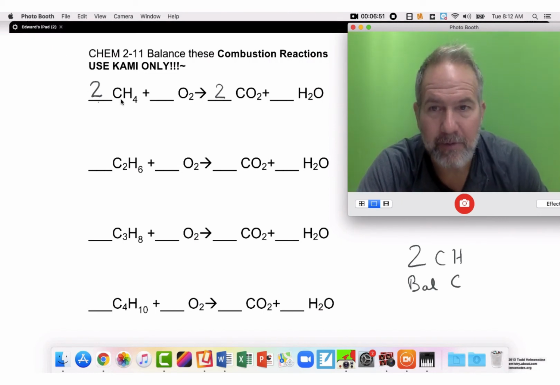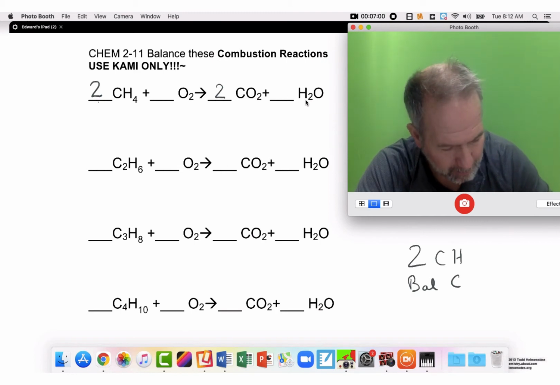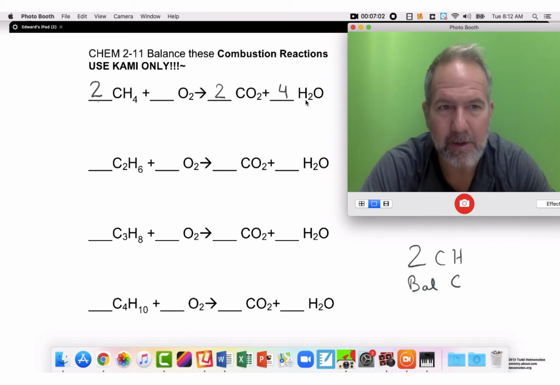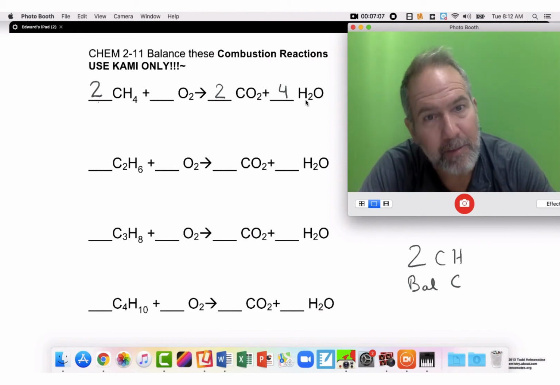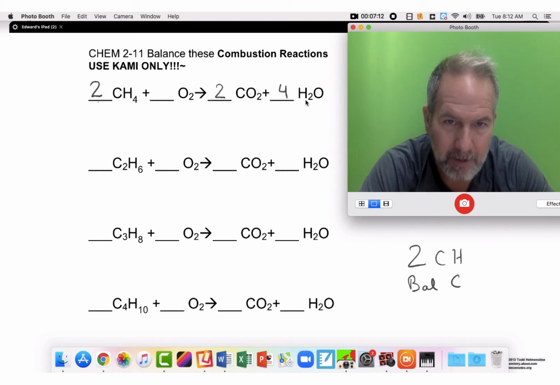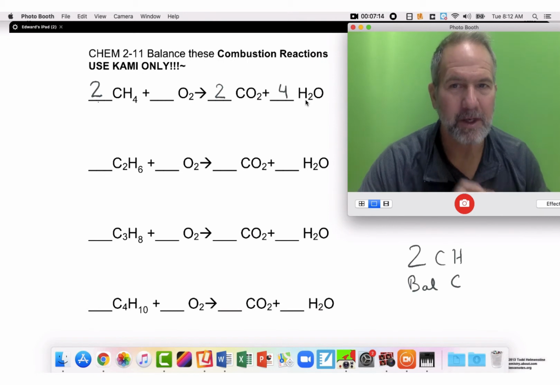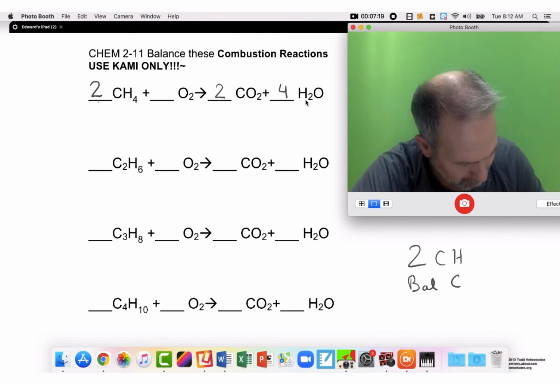So look what we have. We have 2 and 4, 2 and 4, 2 and 4, 2 and 4. That's 8. So we're going to put something equal to 8 here, 4 and 2. Right? We have to make sure when they multiply the subscript to the coefficient, that's the small number to the big number, it equals the same amount on both sides. Okay. Now, once we get the C's and the H's out of the way, we're going to deal with the oxygens. So balance the H's.